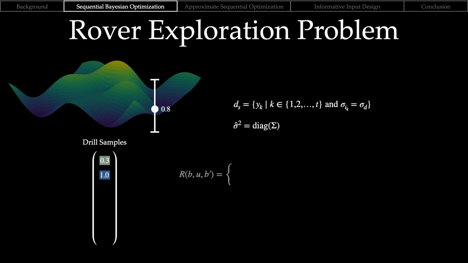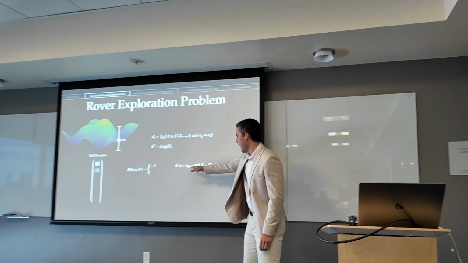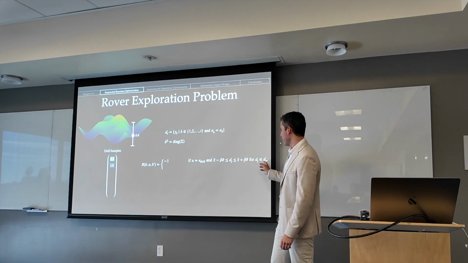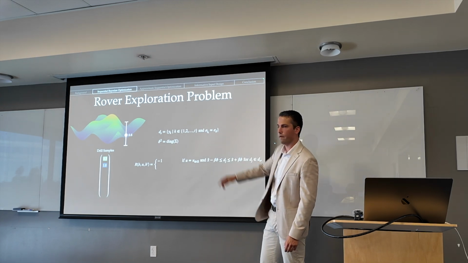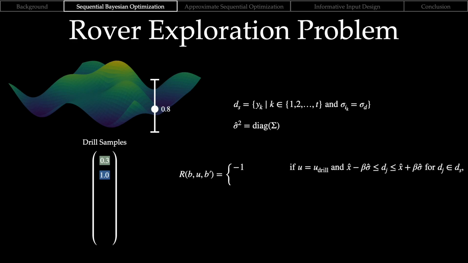And so the belief-based reward here is going to be: we get a negative reward if we took the drilling action and any of those previous drill samples were inside this confidence interval that we're representing. If we're not taking the drill action, or those don't lie within that confidence interval, then we're going to reward the agent based on how much it reduces the uncertainty in the Gaussian process. So that's sort of the objective here. We're incentivizing reducing our uncertainty, but we also don't want to be too drill happy and just place drills everywhere.